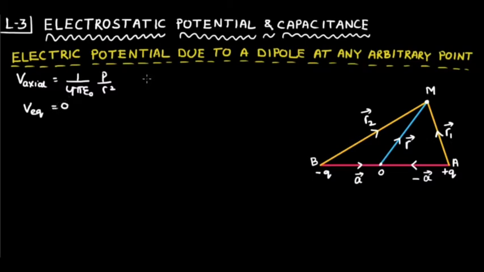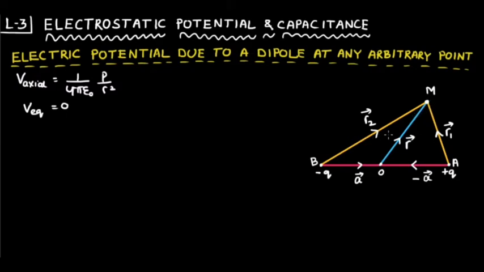Today in this lecture we will derive an expression for the electric potential due to a dipole at any arbitrary point. Students, look at the diagram here. We have an electric dipole consisting of two charges, minus q at the point B and plus q at the point A. The separation between the two charges is 2a. O is the center of the dipole. I have chosen a point M which is neither axial nor equatorial. This point M is an arbitrary point and we have to find the electric potential at this point M.